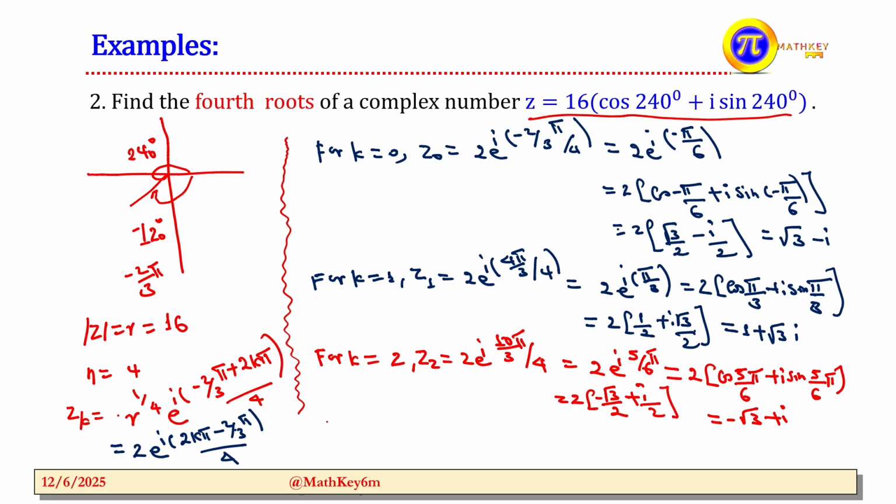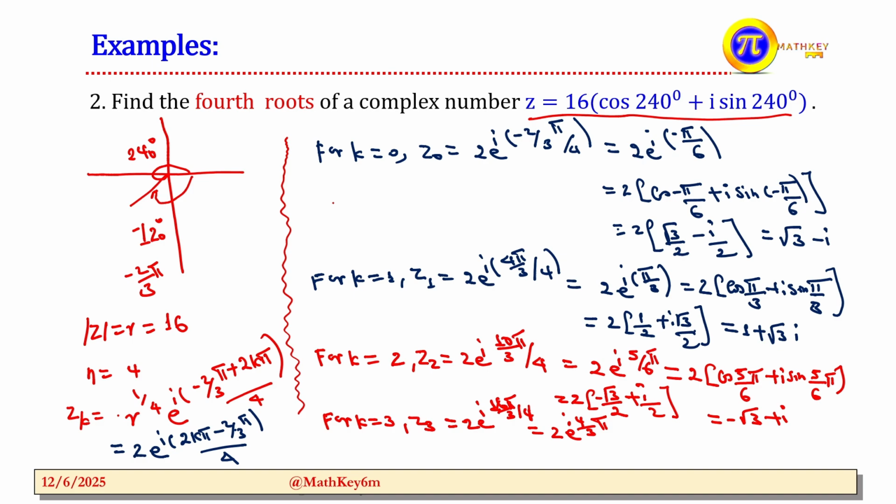The next and last one, for k is equal to 3. So this is z3, equal to 2 times e to the power of, substituting 3 here. That means 6 pi minus 2 over 3 pi means what? 6 times 3, that is 18, 18 minus 2 pi, this is equal to 16 pi over 3, over 4. Here we cancel by 4, that is 4, which is equal to 2 times e to the power of 4 over 3 pi.